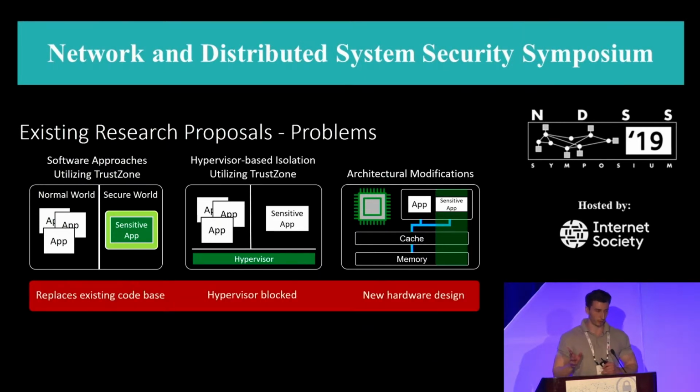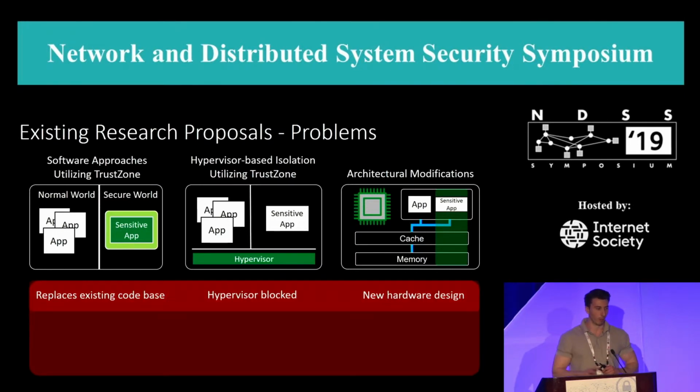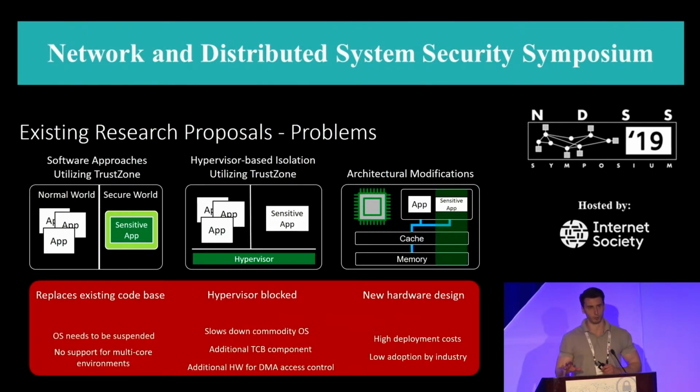Now, the problem with all of these approaches is that they do not tackle all of the challenges that we showed before. For example, for the software-based approaches, we have to replace the existing code bases. And for the hypervisor-based solution, we have an influence on the commodity OS, and we also block the hypervisor for other use cases which we might use the hypervisor for. And the last group, the architectural modifications, okay, that's pretty clear. We have to introduce a new hardware design, which you do not want. Besides these problems, there are also other problems that you could categorize to the different groups.